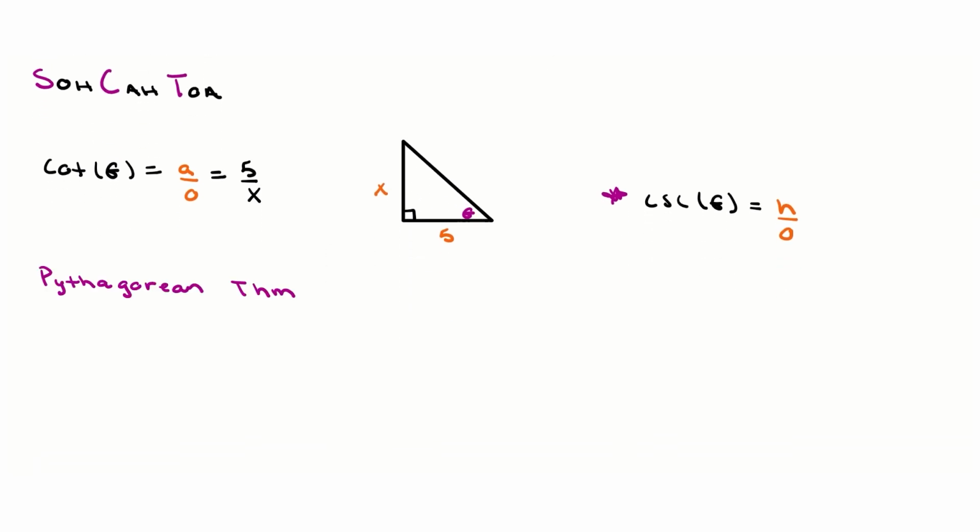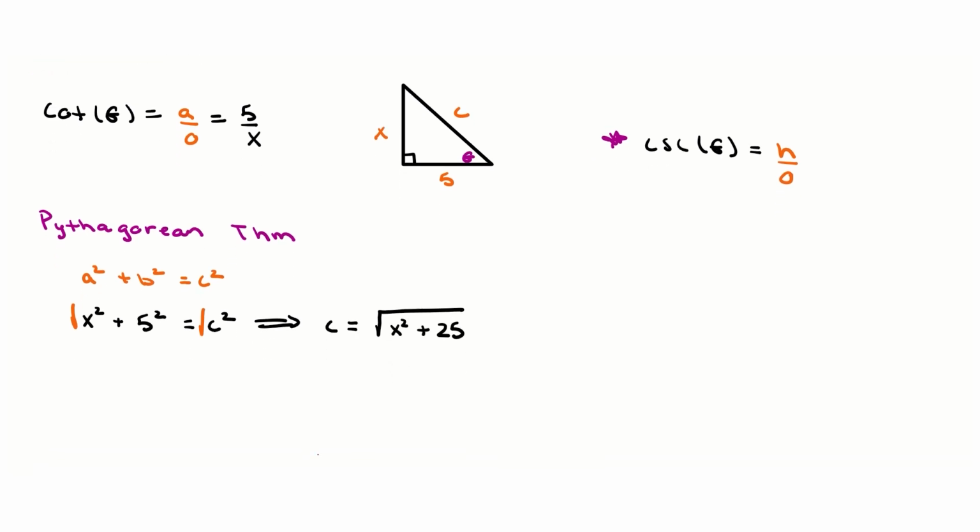As a quick recap, Pythagorean theorem says a squared plus b squared equals c squared. And the hypotenuse of a triangle is typically represented by c. So for us, we have x squared plus 5 squared equals c squared. We'll square root both sides, which ultimately gives us c equals the square root of x squared plus 25.